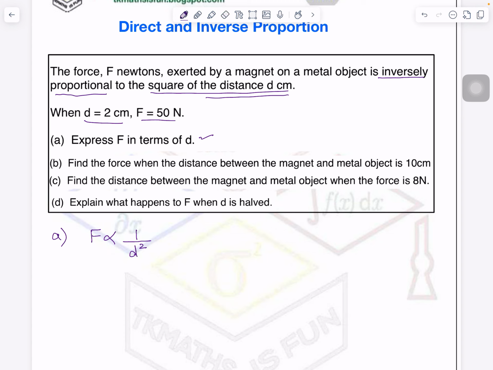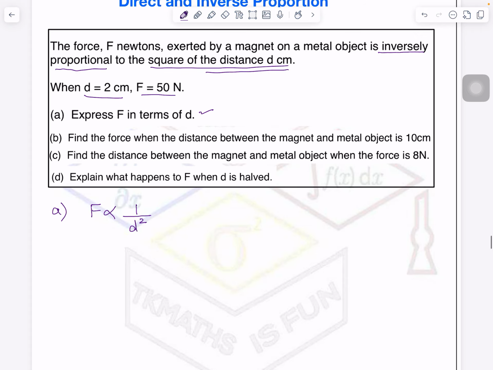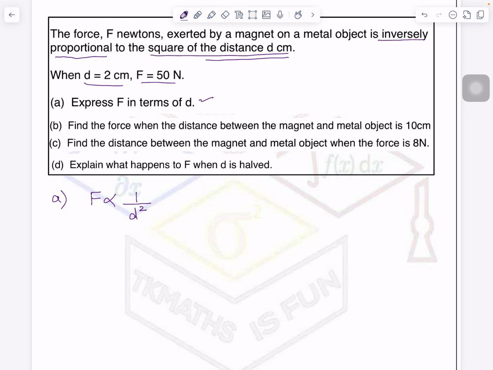And that is logical also. And when we remove the proportionality symbol, which is this symbol, it is replaced by the constant. So F is equal to k into 1 over d squared. It means F is equal to k divided by d squared, right? Now it is said when d is 2, F is 50, that will help us to find the value of k.